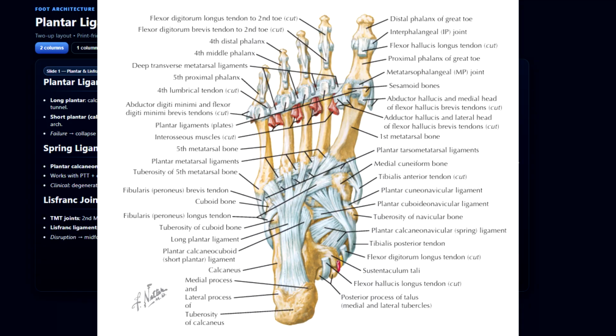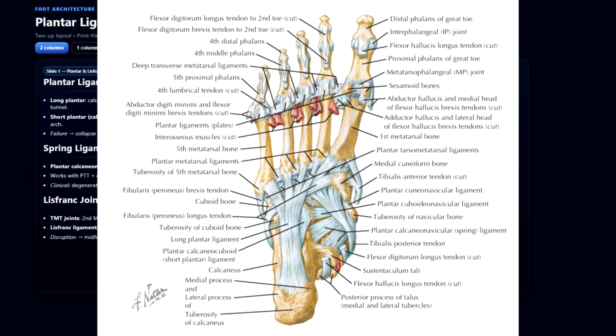The Lisfranc joint complex. Moving distally, we encounter the tarso-metatarsal joints, also known as the Lisfranc joint complex. This articulation is critical. It represents the keystone of the transverse arch of the foot. The second metatarsal base wedges tightly between the medial and lateral cuneiform bones, giving it a mortise-like stability.